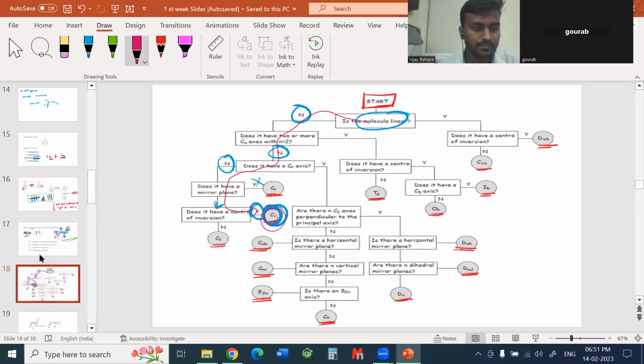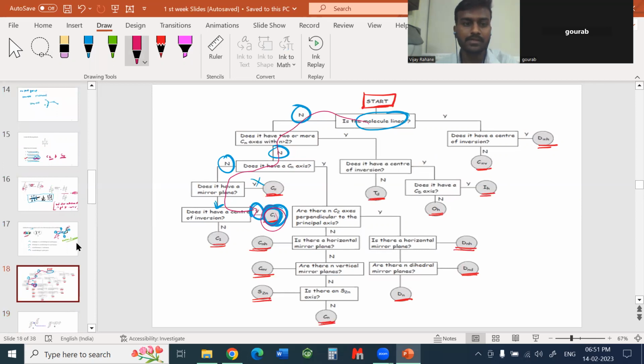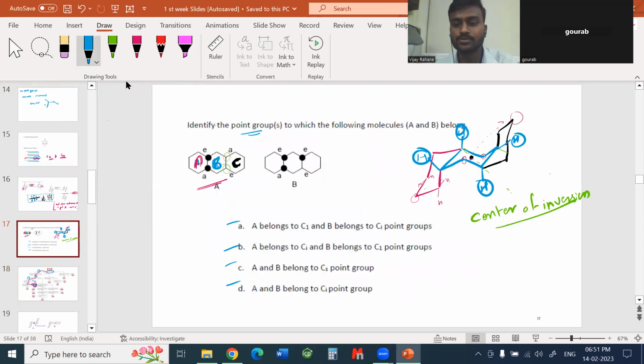By going through this flow chart, we can easily identify where this molecule belongs. It has the center of inversion only, so this molecule belongs to the Ci point group.